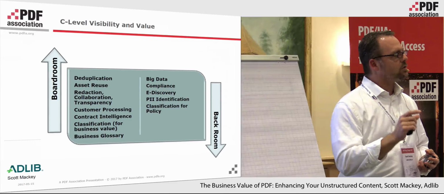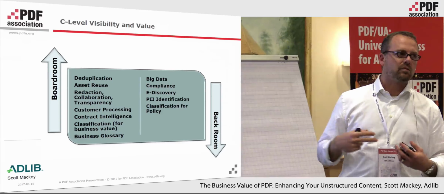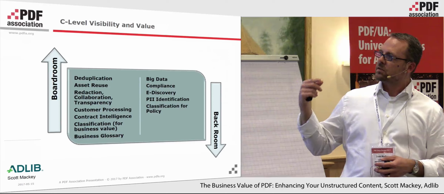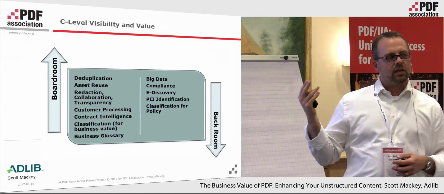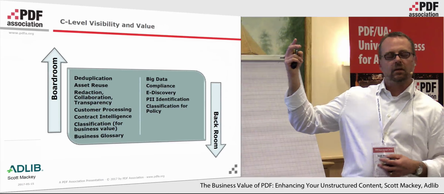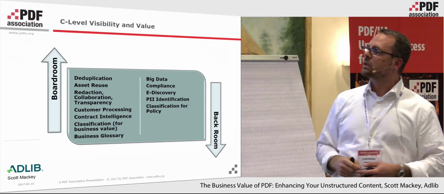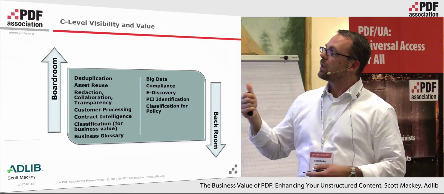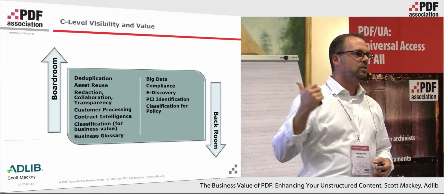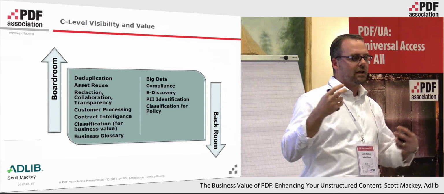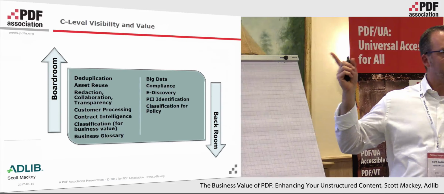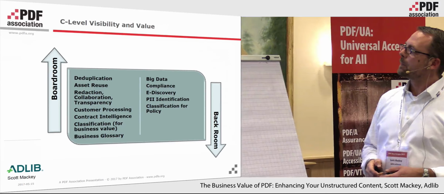Even if you have the technology that's able to do redaction, you need to have the processes in place to control these things. Customer processing, contracts intelligence, classification we'll touch on a little bit later on, being able to deal with big data and incorporating unstructured content into your big data workflows, achieving compliance. E-discovery is something that we haven't talked too much about in the last couple of days. This is a huge challenge for big organizations. They have to divulge information as part of litigation, and knowing where the content is is critical for that.